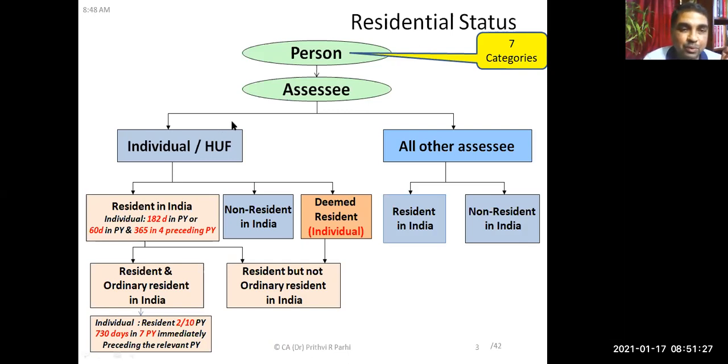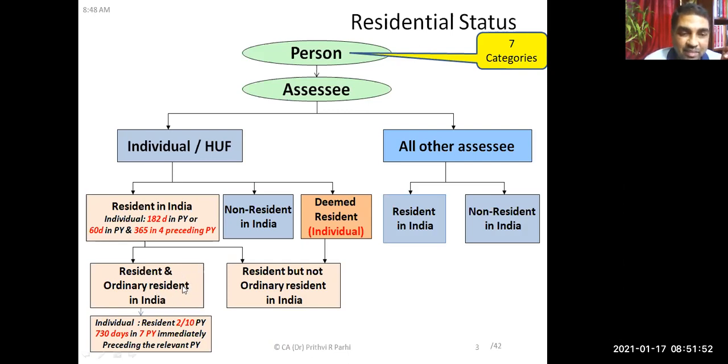Now let us come to the category of individual and HUF. This year there are some changes. They can be either resident in India or non-resident in India. First of all, we'll understand that. But once they are resident in India, then again, what will happen?